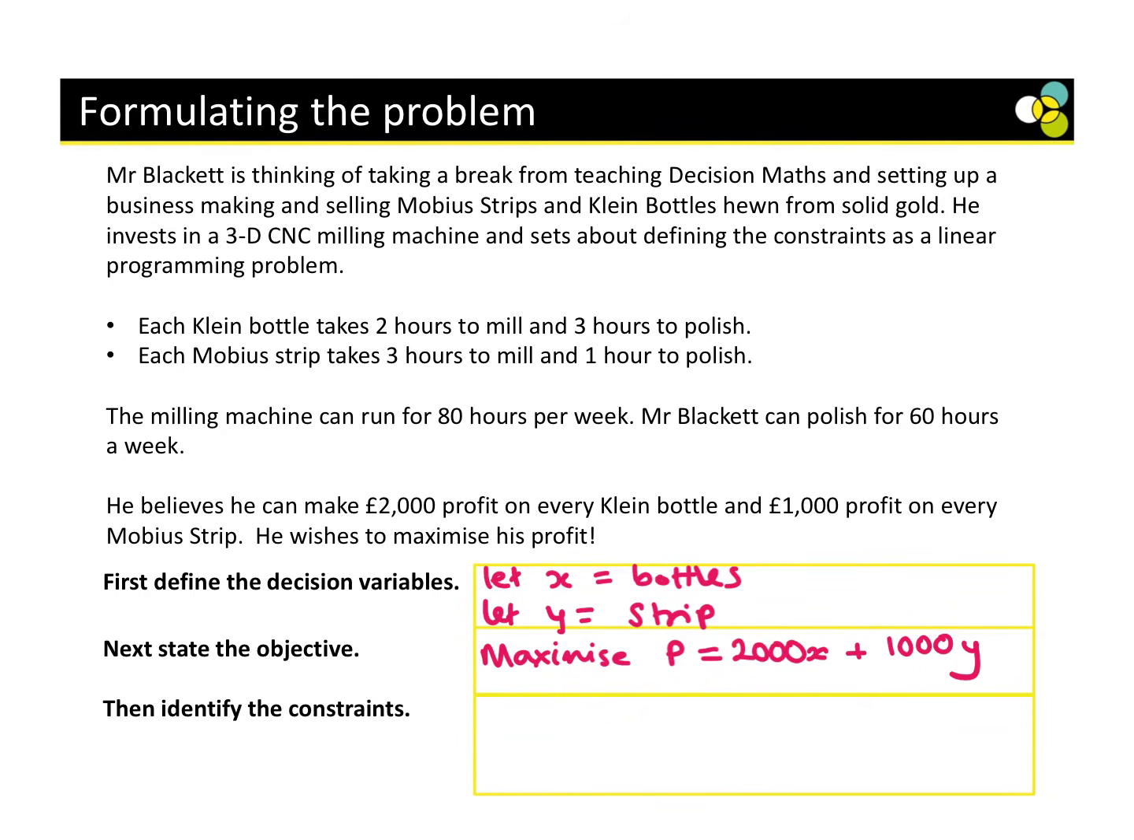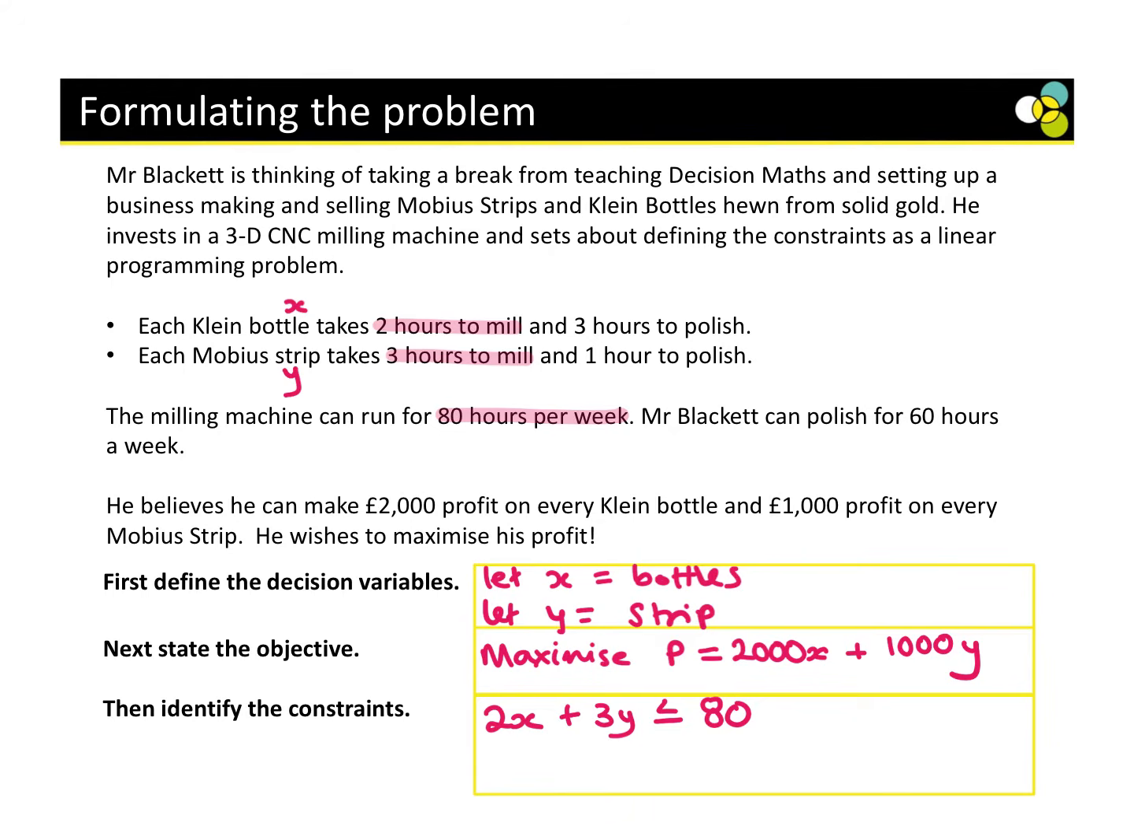Perfect. Now we have to identify the constraints. As we know, highlighters are your best friend. Let's have a look at the milling. We have 2 hours mill for X, 3 hours mill for Y, and the mill machine can only run for 80 hours per week. So that means 2x, because remember our bottles are x, plus 3y has to be less than or equal to 80, because we can't have it being greater than 80, because the milling machine only works for 80 hours per week.